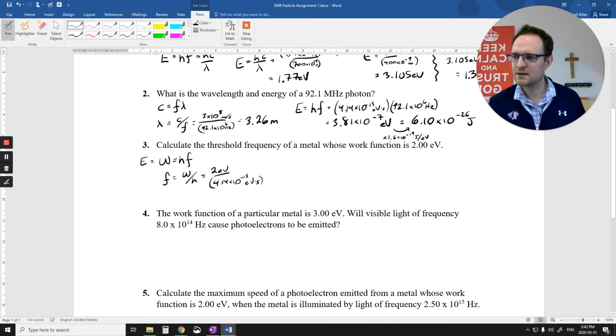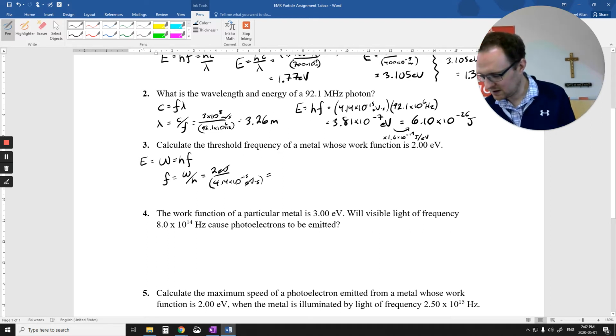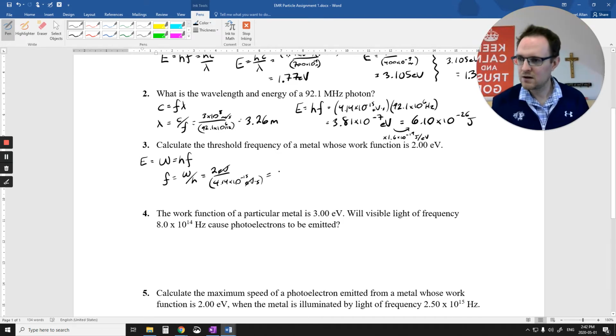Electron volts per second. You can look at the units there. The electron volts are going to reduce out. I'm going to be left with per second, which is a frequency. So 2 divided by this 4.14 e to the negative 15 will get me 4.83 times 10 to the 14. Oh, I was saying right, hertz. What is it? Hertz. There you go.